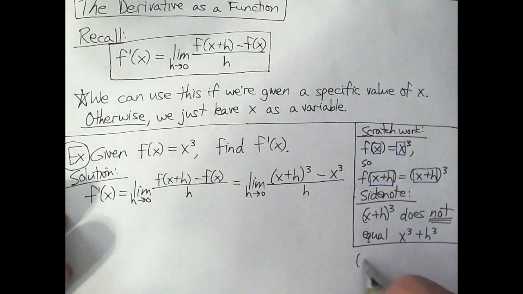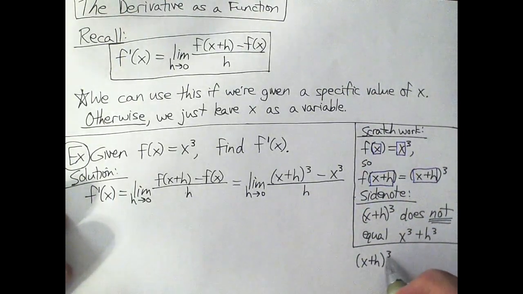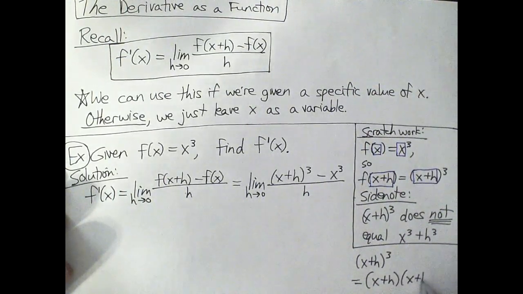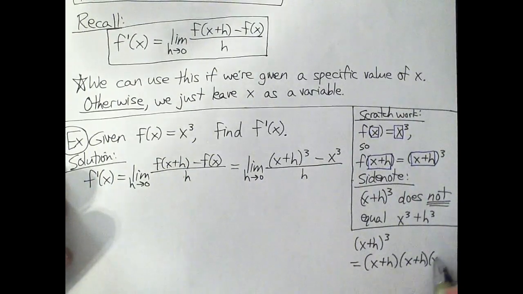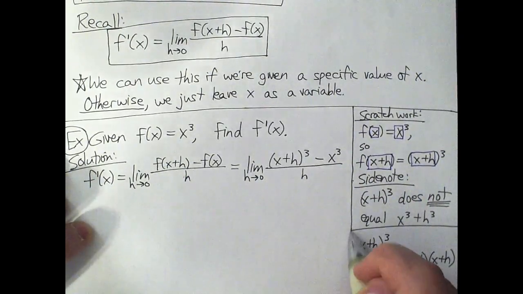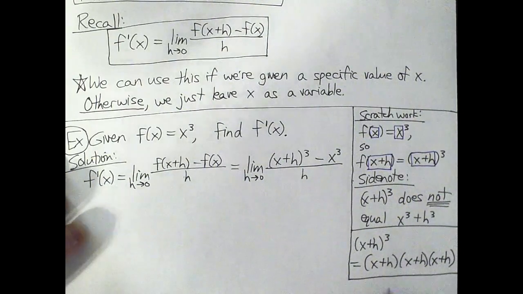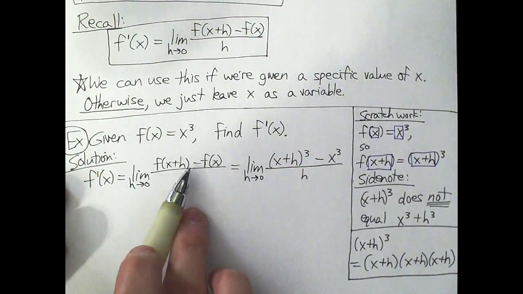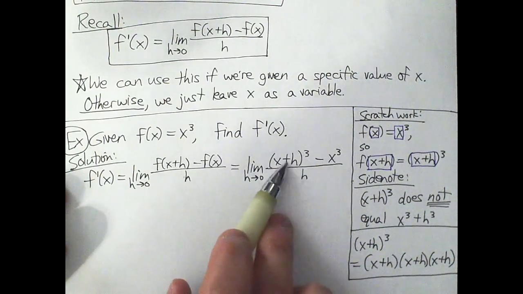What does x plus h cubed equal? It equals x plus h times x plus h times x plus h. And then maybe you need to do a little bit more work to figure out what that equals. You do all the distributing, right? You could also memorize a formula for how this all expands. Some students do that, but this is what it does equal. That was all kind of side note and scratch work. I wanted to make sure we understand how we're getting to here.